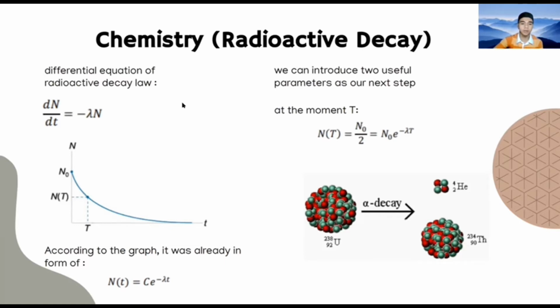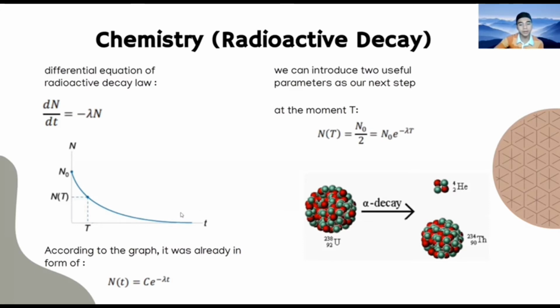The negative sign on the right-hand side of the equation shows that the amount of radioactive material, which is N(t), decreases over time. Looking at the graph below the equation, it shows the graph of the radioactive decay equation itself. And if we look carefully at the graph, it is already in the form of N(t) equals C e to the power of minus lambda t.